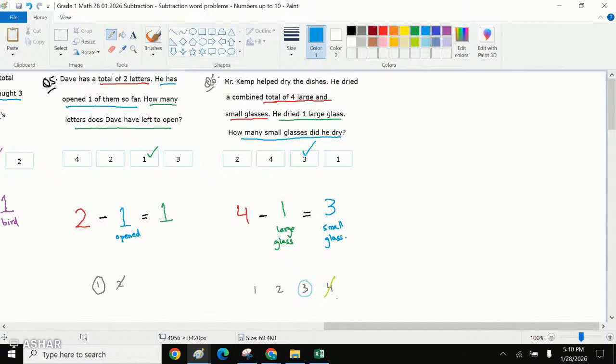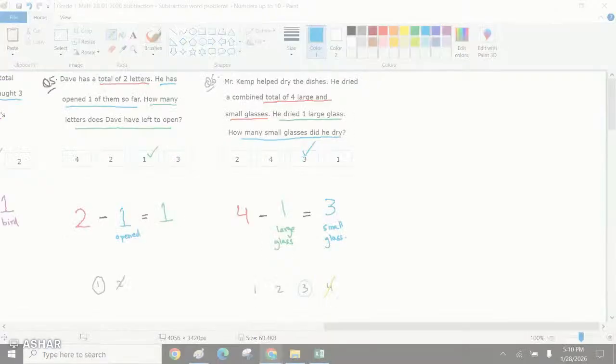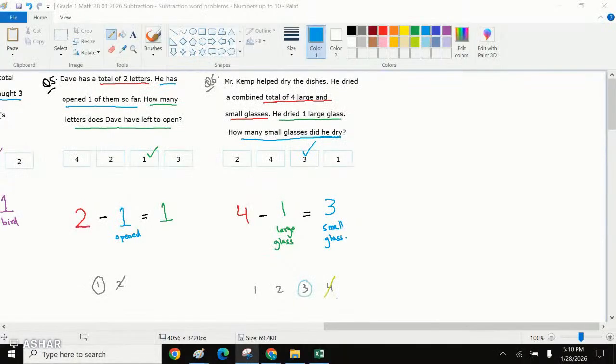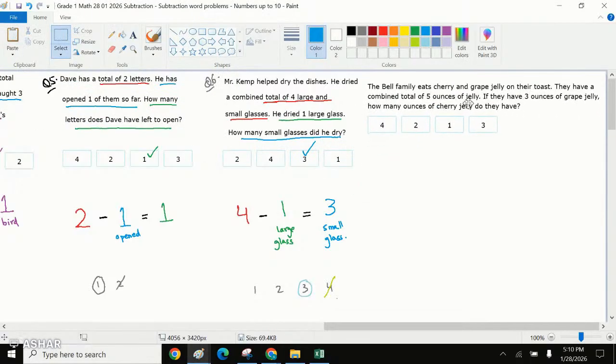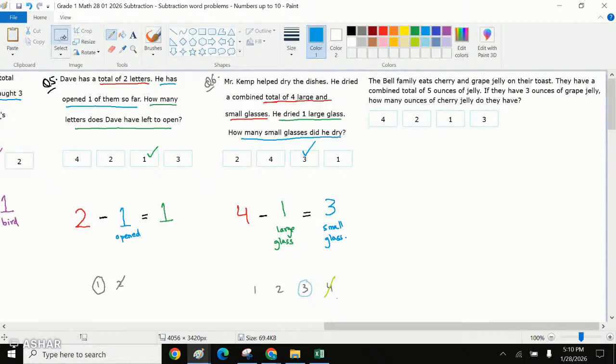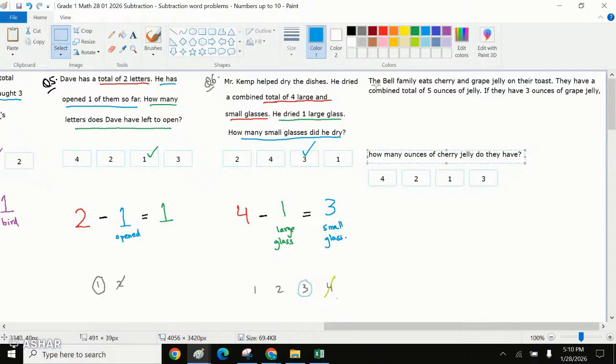Okay. Moving ahead to the next question. The next question says, the Bell family eats cherry and grape jelly on the toast. Let's see how much we have for the cherry and the grape. Okay, let me just realign this. Just a moment, please.